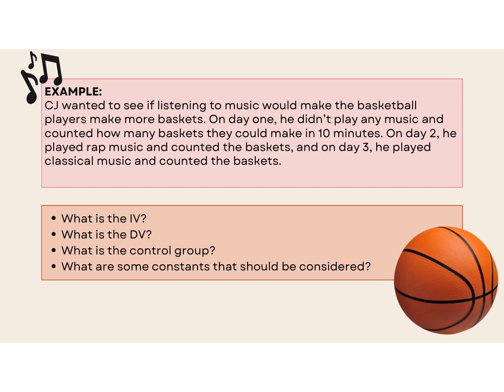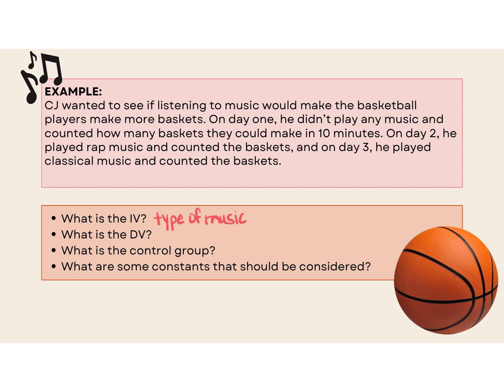Well, remember, the independent variable is the one that the experimenter changes. What did CJ change each time he did this experiment? He changed the type of music. So in this case, the independent variable is the type of music. Let's see if I can get something that writes here. One day it was no music, one day it was rap music, and then one day it was classical.